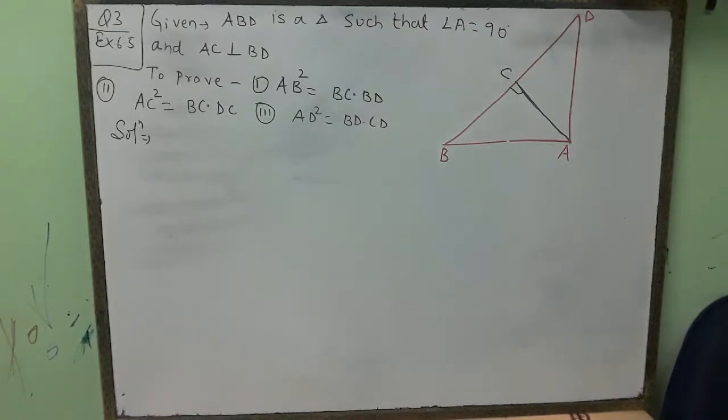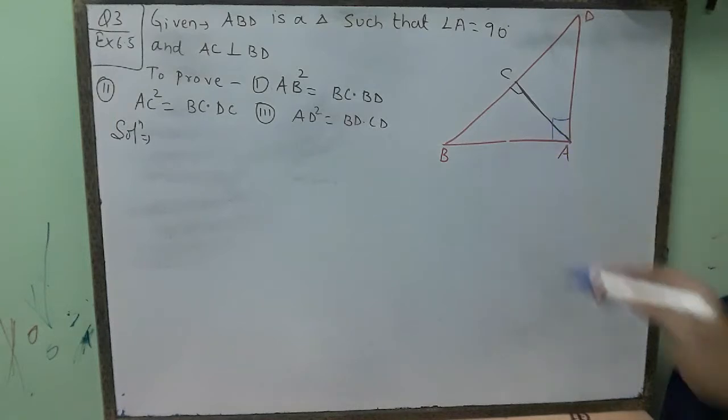Question number 3, given that ABD is a triangle such that angle A is equal to 90 degrees and AC is perpendicular to BD. To prove: first, AB square is equal to BC into BD. Second, AC square is equal to BC into DC, and third, AD square is equal to BD into CD. Here lots of angles are connected to each other, so first we need to recognize which ones are equal to each other.